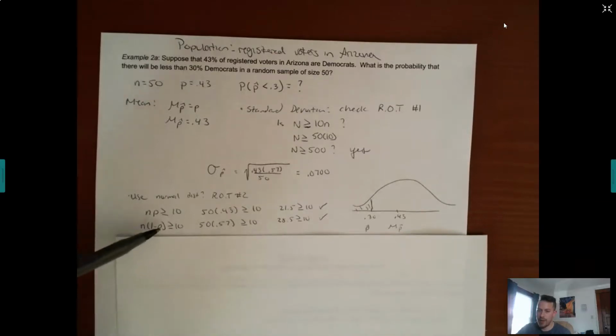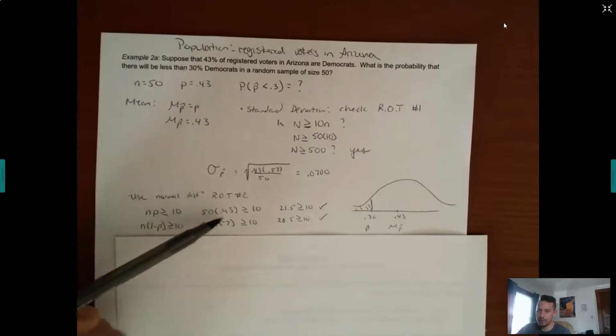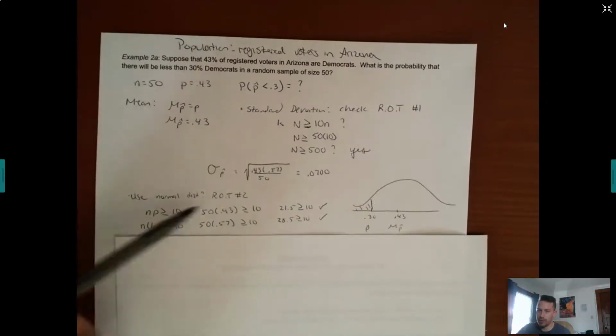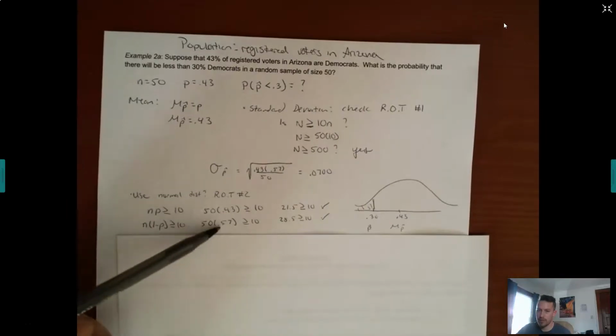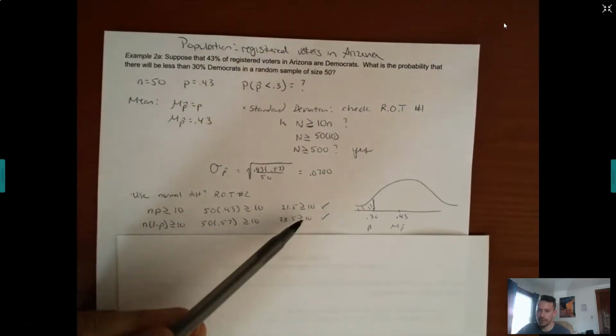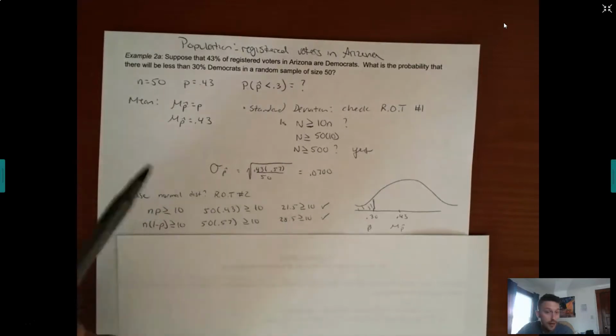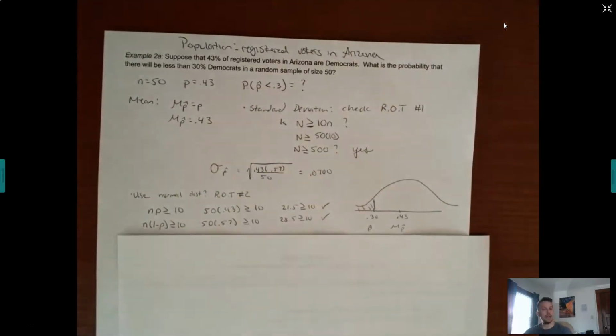N times 1 minus p, is it greater than or equal to 10? P is 0.43. 1 minus 0.43 is 0.57. 50 times 0.57 is 28.5. Yes, that is indeed greater than 10. So we can use the normal distribution.